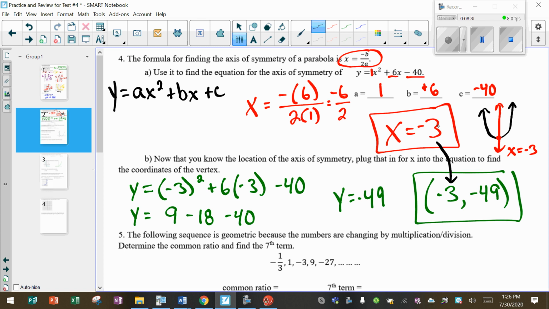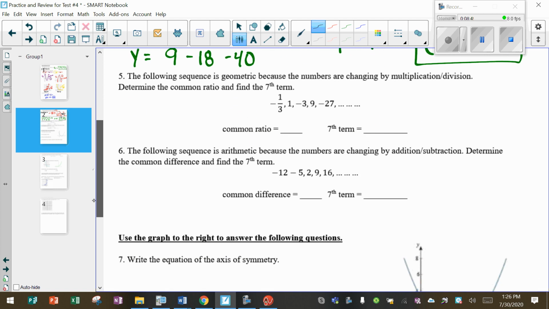Now remember, this is review for your test, so if you have these notes written down, when you come to a question similar to this on the test, you'll have a reference of what to look at and what to study or practice.